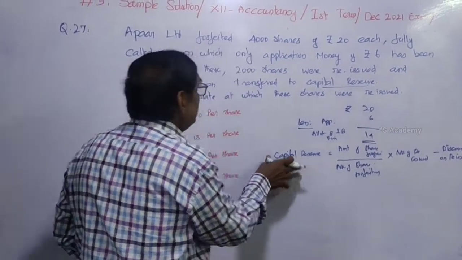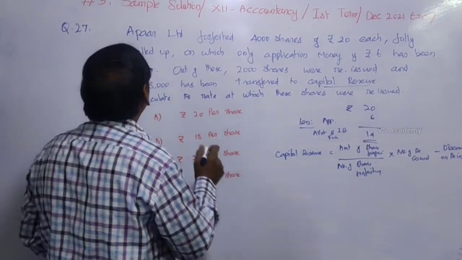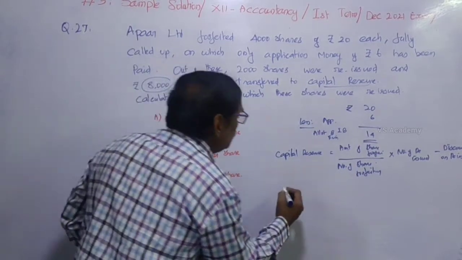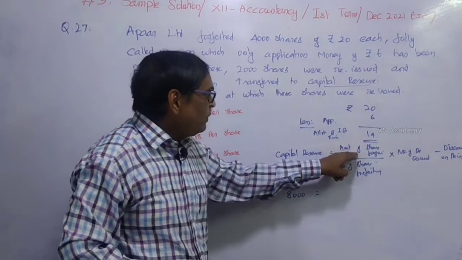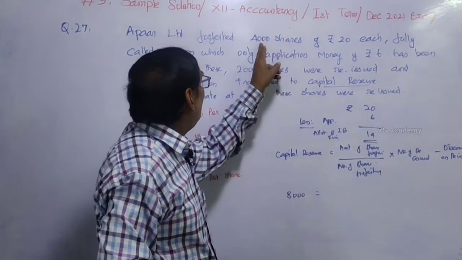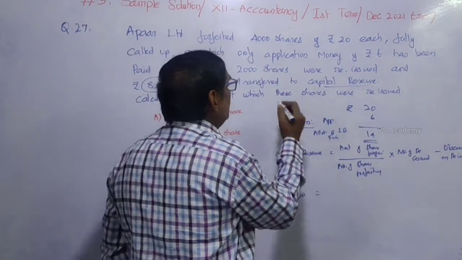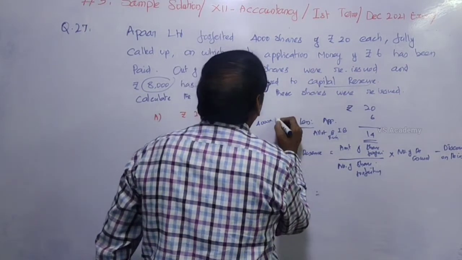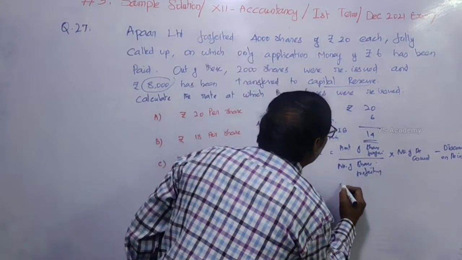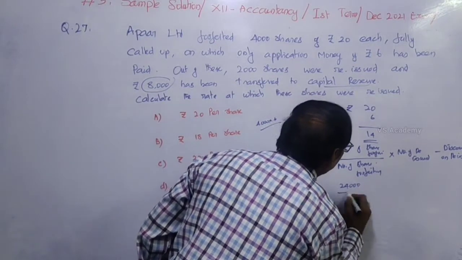So capital reserve is given. How much is it? 8,000 rupees is given. So 8,000 is equal to the amount of share forfeiture, only application money received for 4,000 shares. So 4,000 into how much? 6 rupees. That is 24,000, the amount of forfeiture.